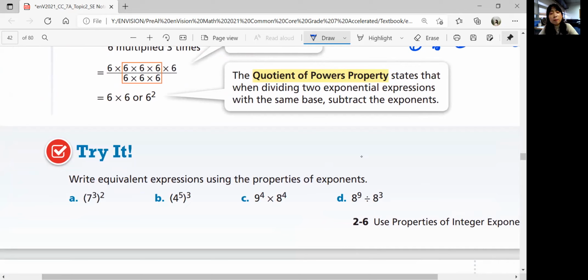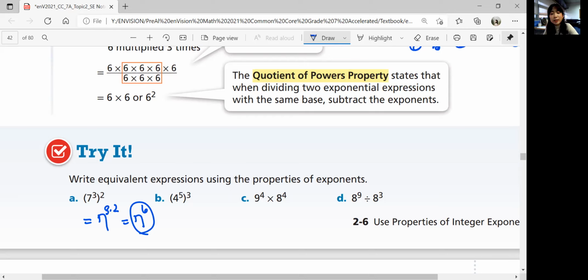So look at part A. You have 7 to the third power, all to the second power. Which property can you use? The power of a power property. The power is on top of the power, right? What does it say? You can multiply the powers. And so 7 to the power of 3 times 2 would be your answer, which is 7 to the 6th power.